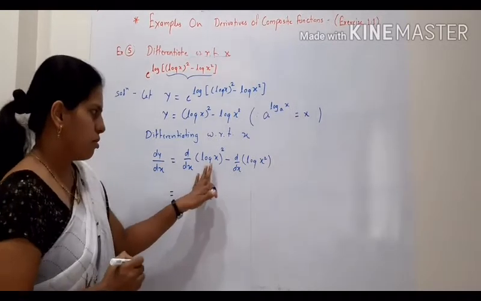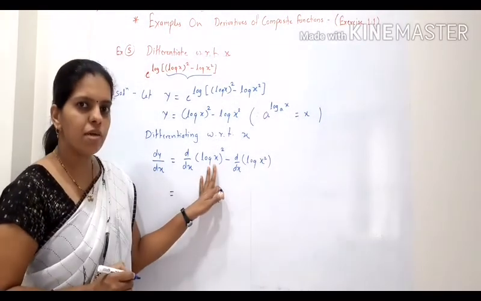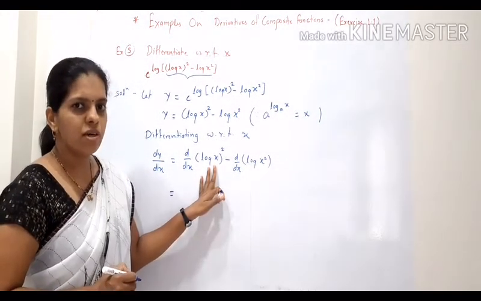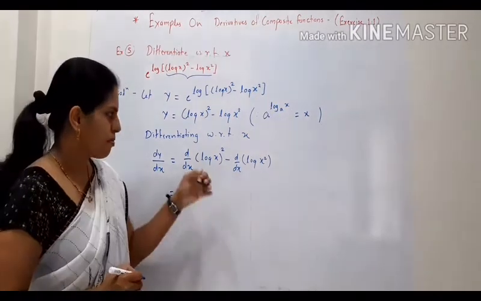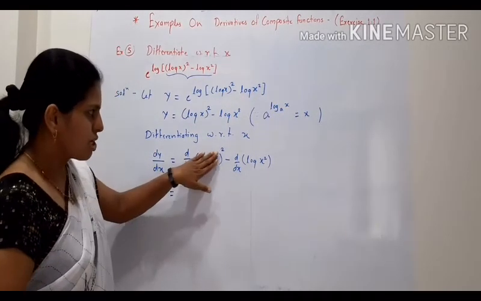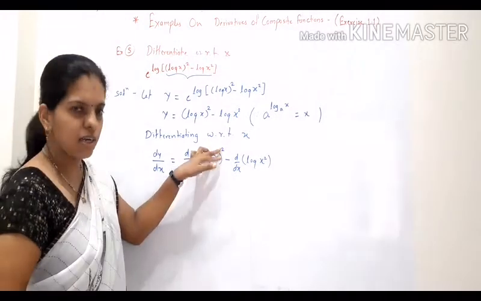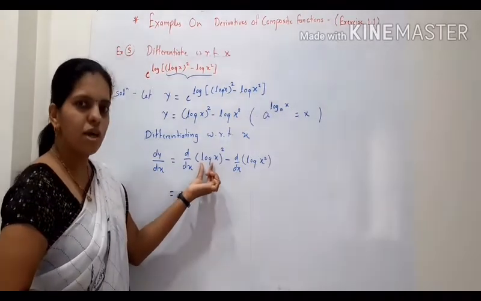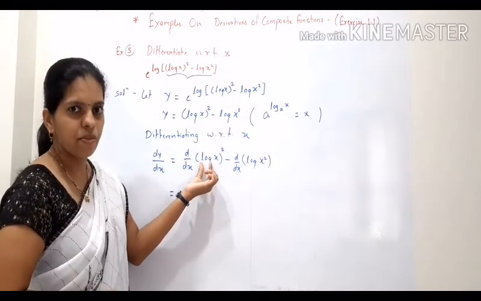So firstly, the formula applicable here is of (f(x))^n. Function raised to n, we have to use the formula of x raised to n.